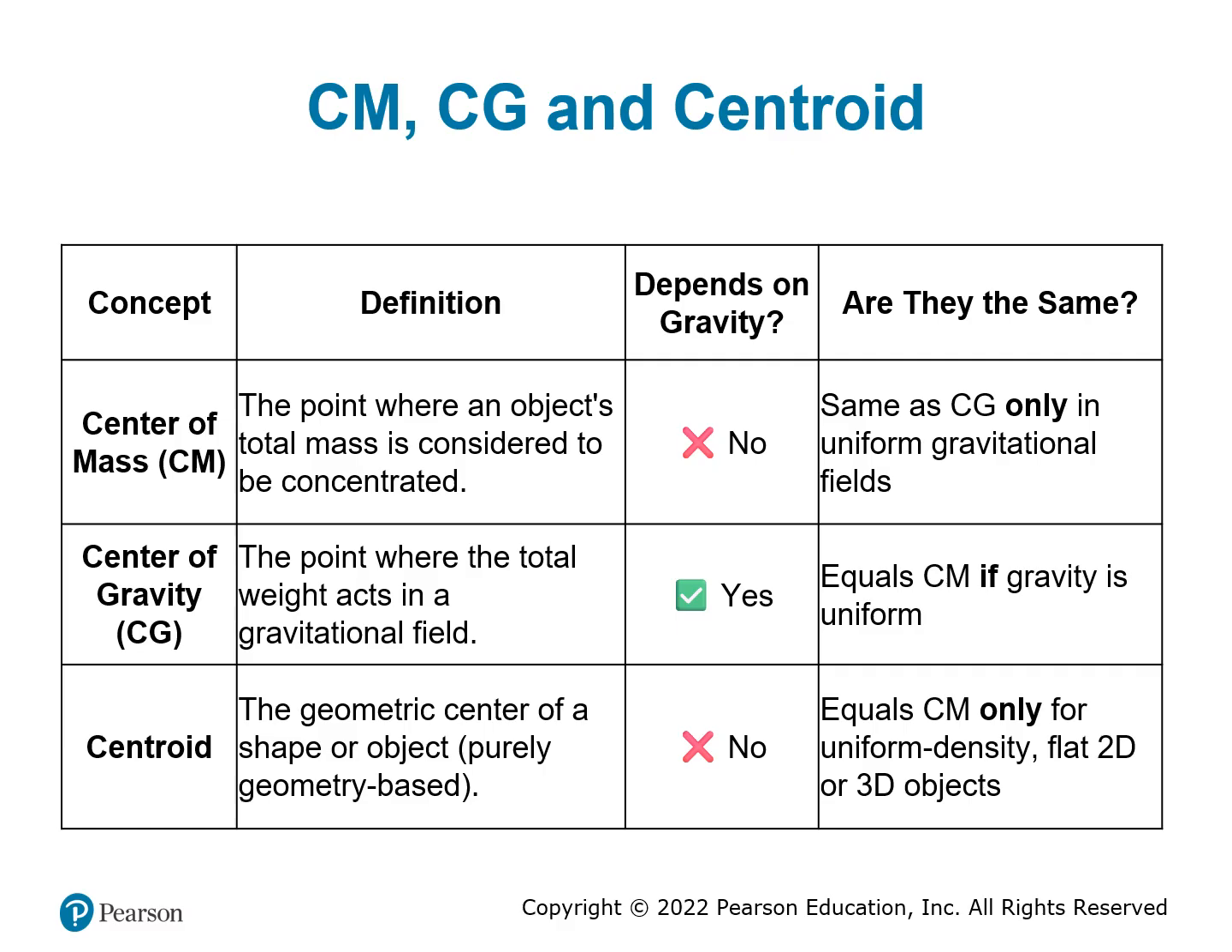Now, just a heads up, what is the difference of these 3? If you look at this table, it summarizes the important things about these 3 different ideas. The center of mass we can simplify as the CM, and this is the point where an object's total mass is considered to be concentrated. It sounds very simple. You just sum all the masses into a single point, and that is what we call the center of mass.